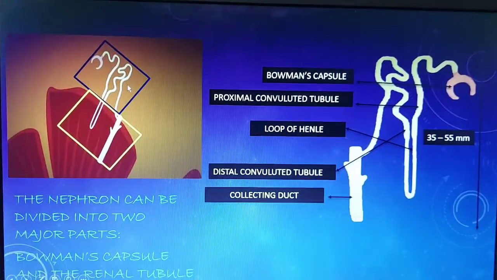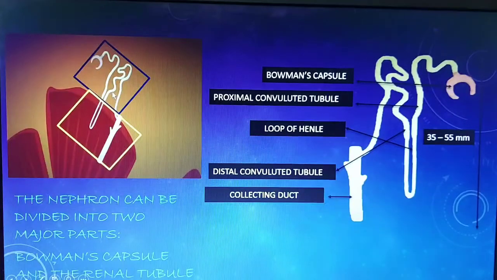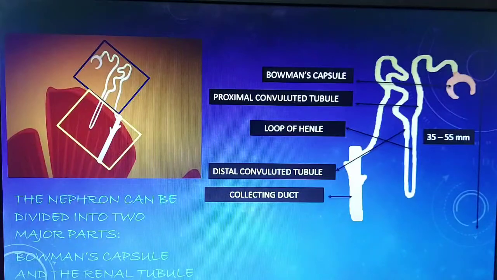As you can see here, the nephron lies in two parts of the kidneys. That is, one part of the nephron lies in the outer cortex and one part of it in the inner medulla. This is important as it later leads to the formation of urine. Now, let us see about the parts of a nephron.